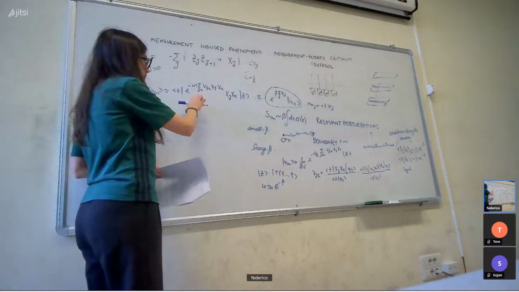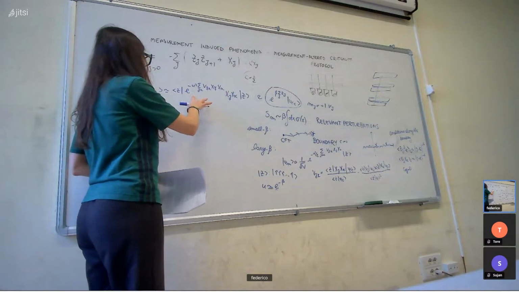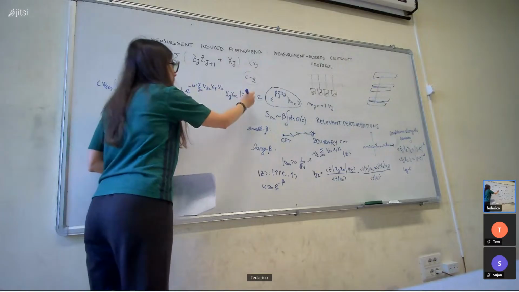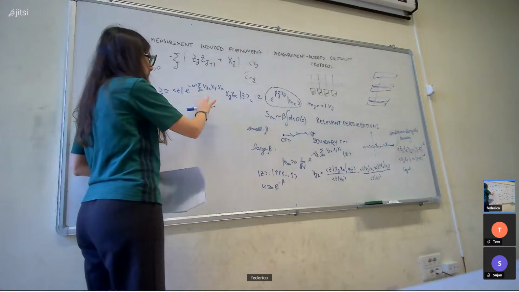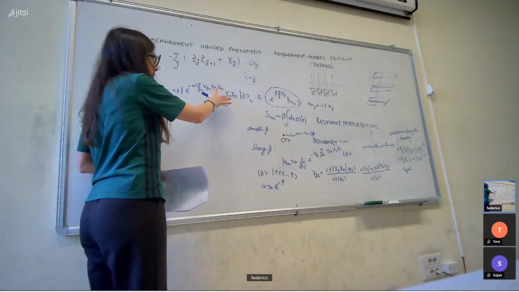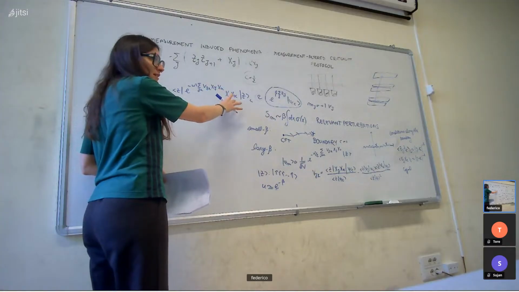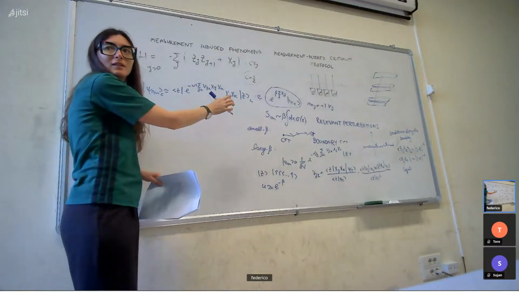If you expand this object, we can see the connected correlator. This is non-zero only when this is equal to this and this is equal to this, such that they square to 1 and the correlator is 1.